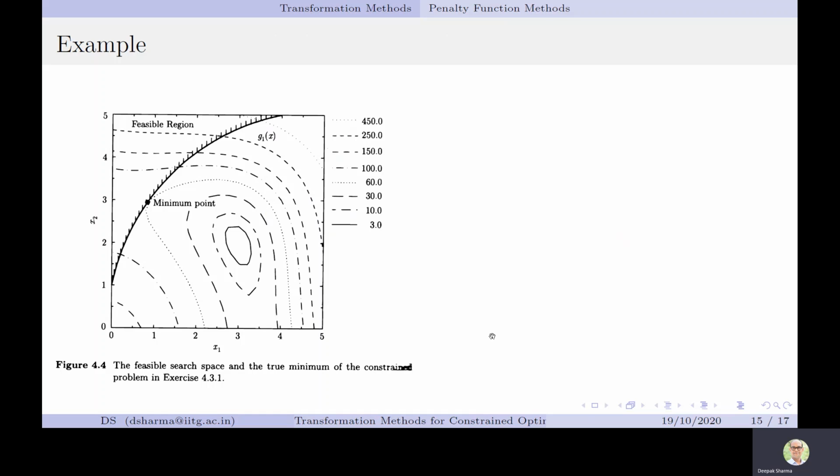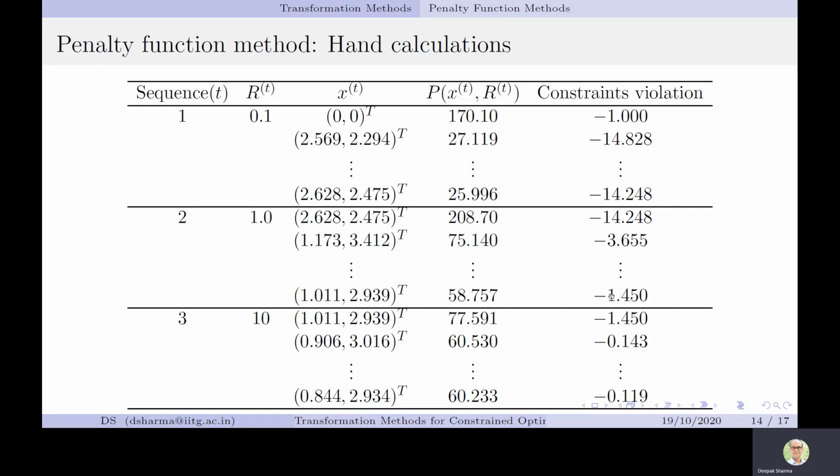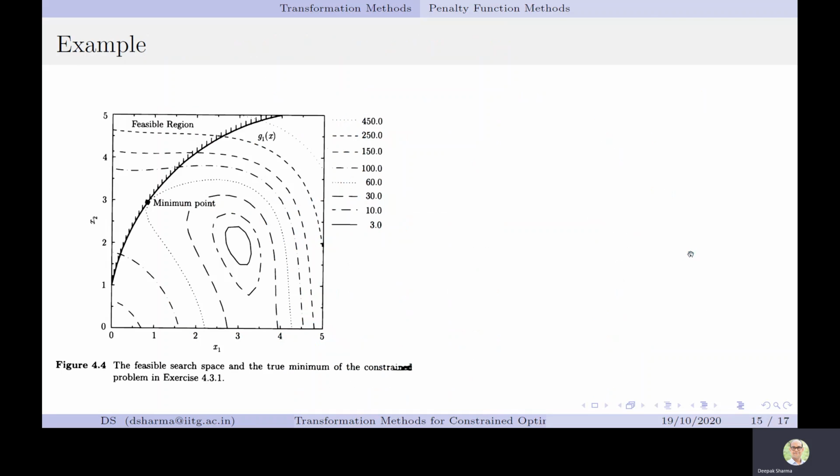Now let us understand the same problem, because I have not still answered that. In sequence number 1, we started with a constraint violation of -1. Then we are moving to a point which is giving more constraint violation. So let us understand that.